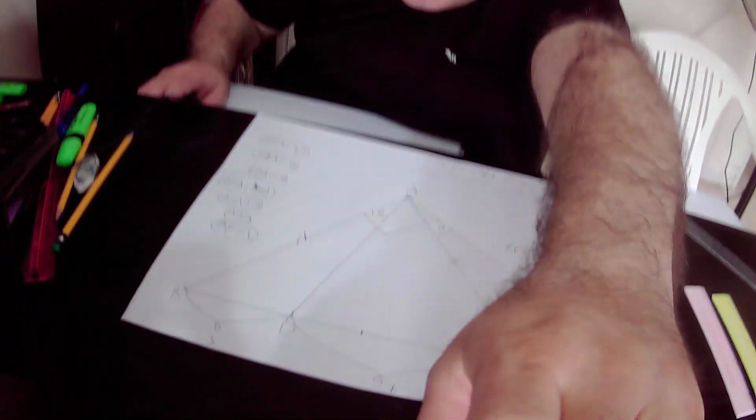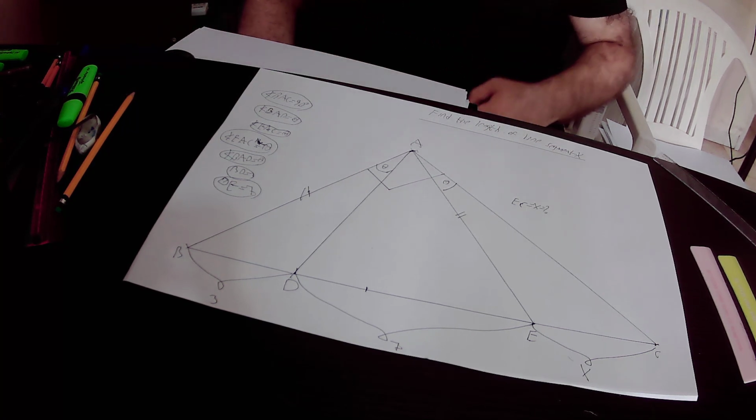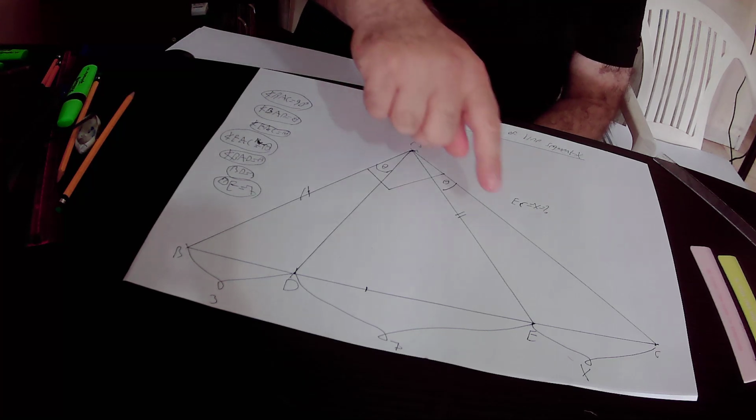Hello, in this lecture we will find out the value of line segment X. In the drawing we have triangle ABC. We know that side AB is equal to side AE.